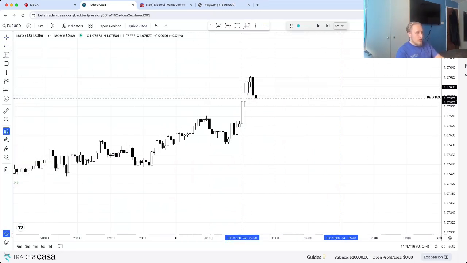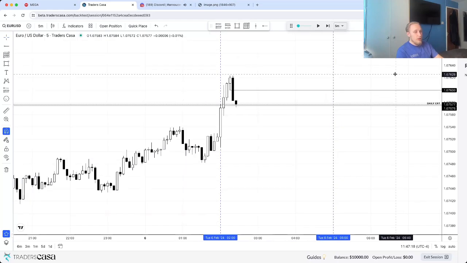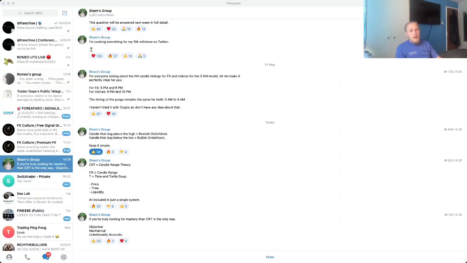Personally, I don't. Another thing you could class, this isn't a thick candle. Let me pull up the tweet. Okay, so it wasn't on Twitter, it was on Telegram. Candle that dug above the high equals bearish order block. Candle that dug below the low, bullish order block. However, in his course he mentions it needs to be thick. The thick black candle or white candle.